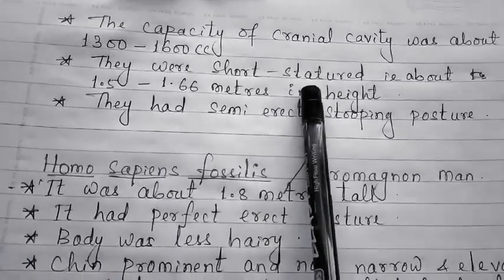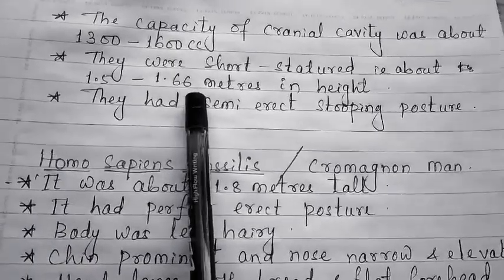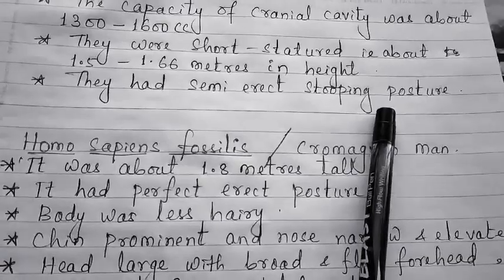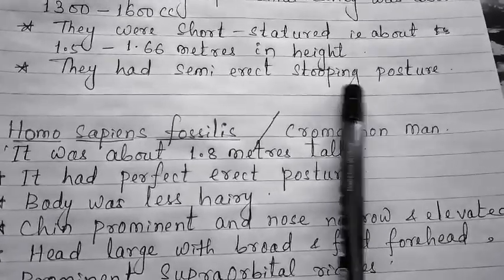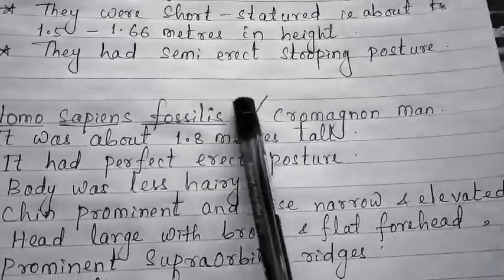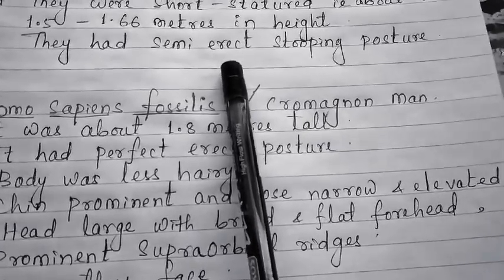They were short statured, around 1.5 to 1.66 meters in height. They had a semi-erect stooping posture. So they walked a little bending. The whole body was not in a straight condition; it was semi-erect, which means a little stooping posture was there.